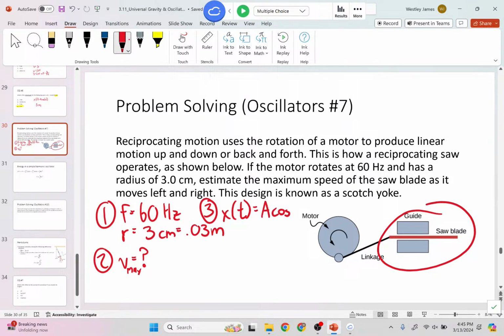A cosine of omega t. I want you all to see if you can plug in the values. And you may be like, why are we doing this? It doesn't say anything about position. Also think through why I'm writing this down. See if you can logic through that.